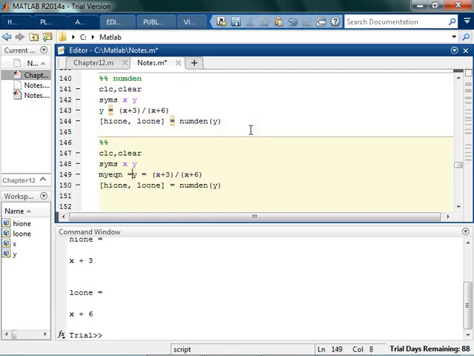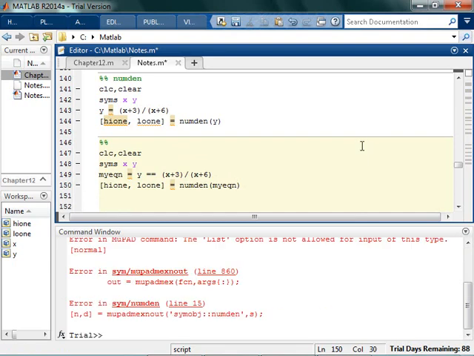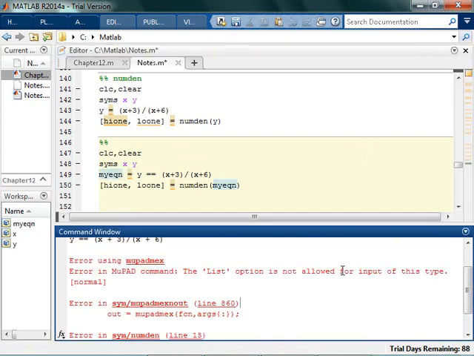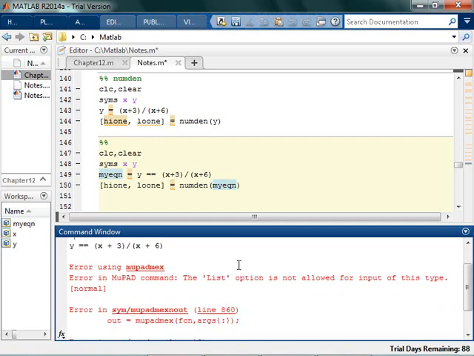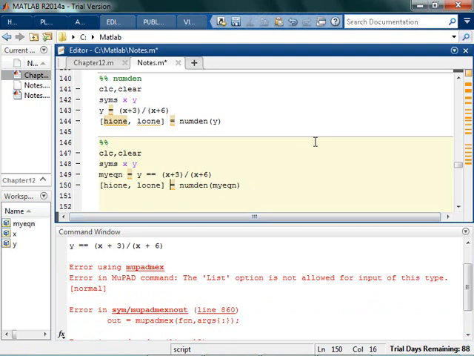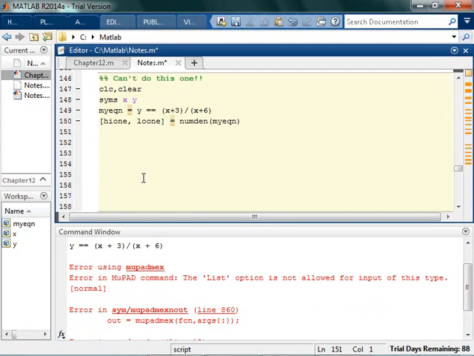My equation, y equals that. Can I numden my equation? No. It says I have a MuPAD error. I don't even know what that means. Basically, it's telling me no. And that kind of makes sense, because how do you have a numerator and a denominator of an equation? That's just a little strange. So can't do this one. All right, I'm cool with that. I'm strangely comfortable with it.